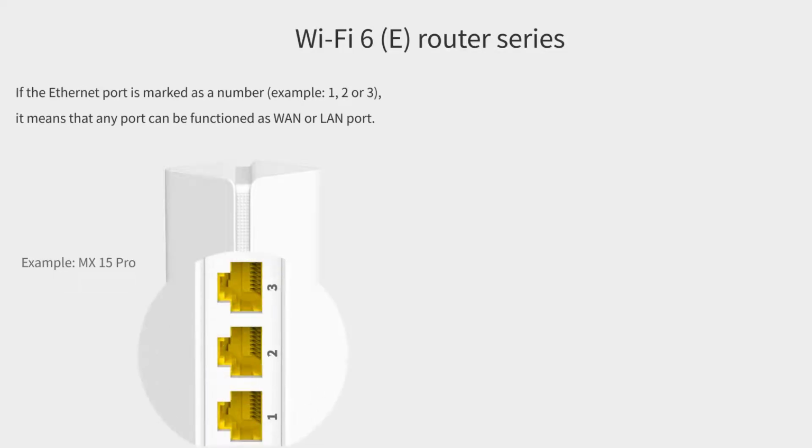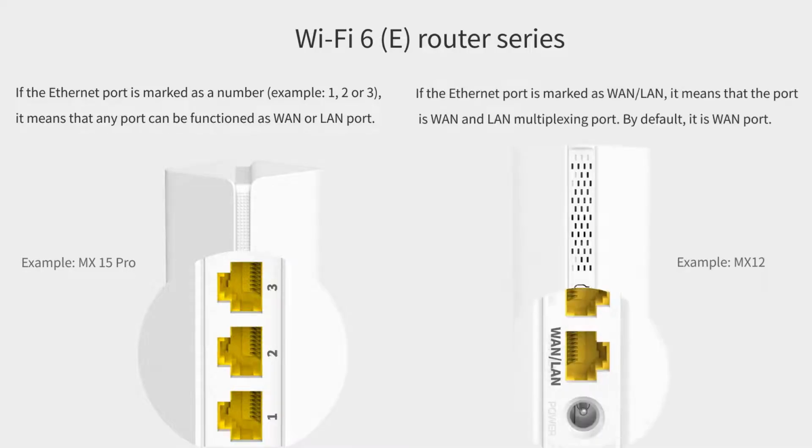If the Ethernet port is marked as a number, for example 1, 2 or 3, it means that any port can function as a WAN or LAN port. If the Ethernet port is marked as 1/LAN, it means that the port is a 1/LAN multiplexing port. By default, it is the 1 port.